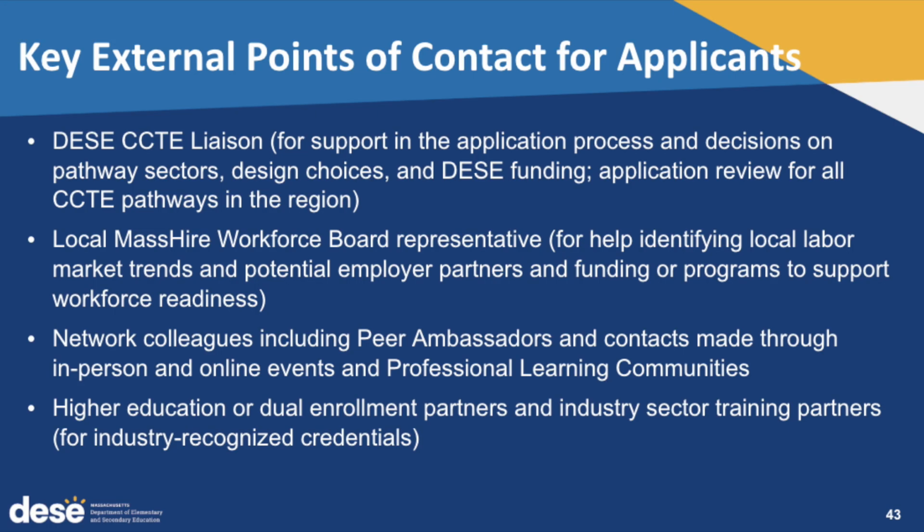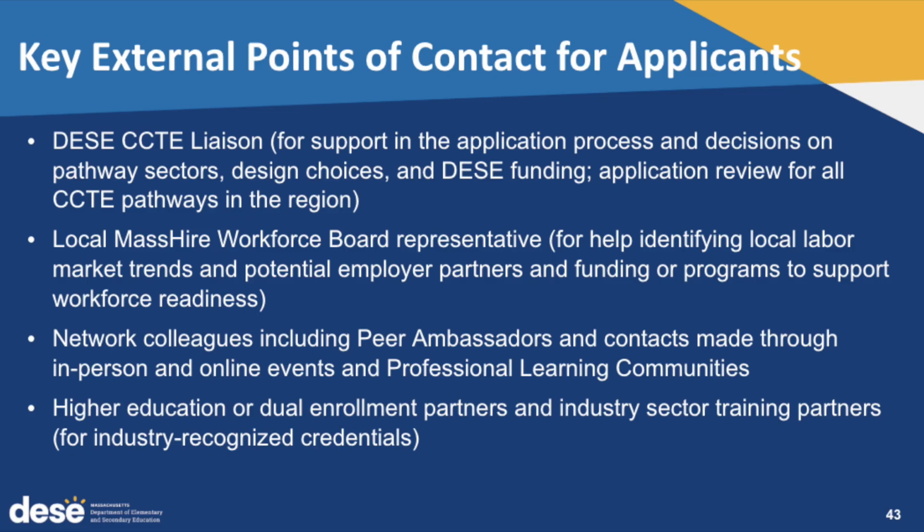In addition to a strong internal team, schools should take advantage of external supports and partners to build effective pathways. As Part B applicants, you are hopefully already well connected with your DESE CCTE liaison and your local MassHire Workforce Development Board representative. DESE CCTE liaisons are assigned regionally and provide ongoing support in the application process, as well as after designation. Applicant school teams typically meet monthly with their liaison.